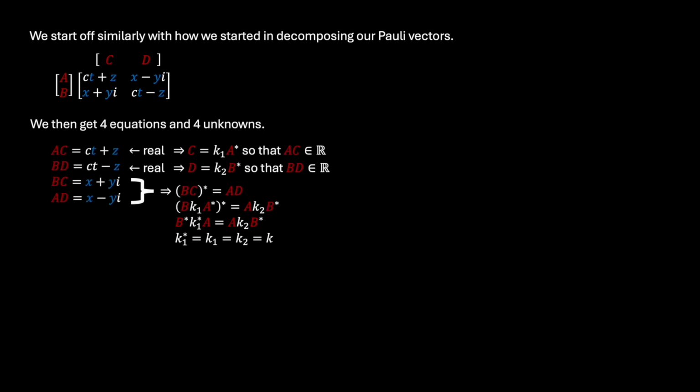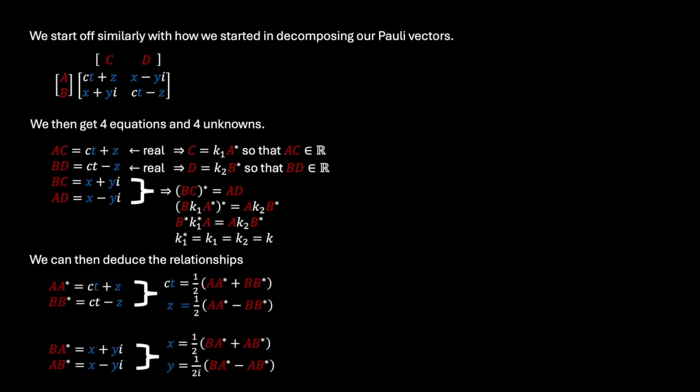We want to do the same thing that we did with the Pauli vector and decompose it into its corresponding Weyl Spinors. We will start off similarly with how we started in decomposing our Pauli vectors. We then get 4 equations and 4 unknowns, and note that A times C and B times D are completely real. That is, there's no number i in their expression. So we could say that C and D are some scaled complex conjugate of A and B. We then use this fact, and the fact that B times C and A times D are complex conjugates of each other, to deduce the relationships between the 4 vector components and the Weyl spinor components.